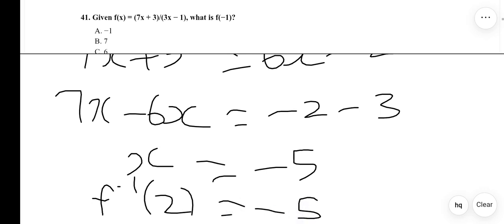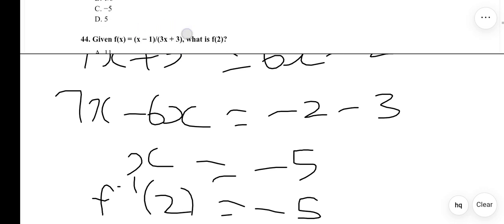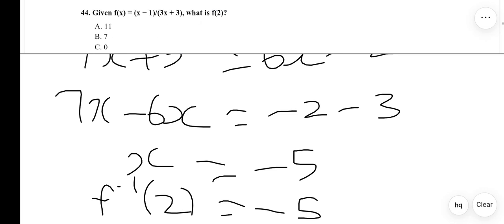Do you get? So let's check our results. C is the answer. This is it. Alright, so moving to question number 44.